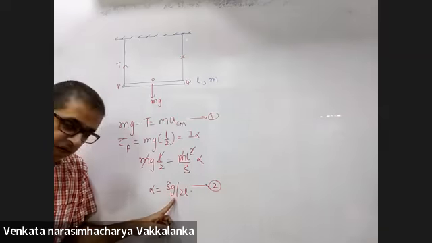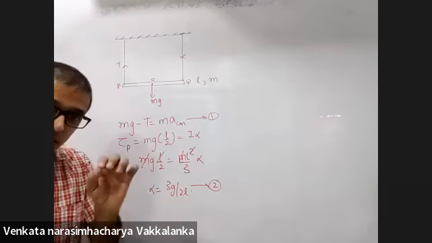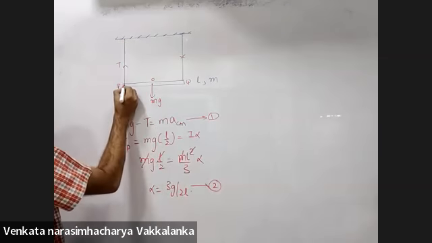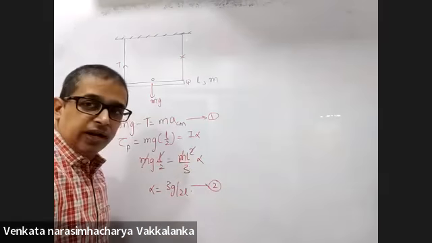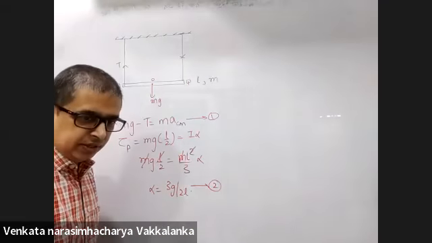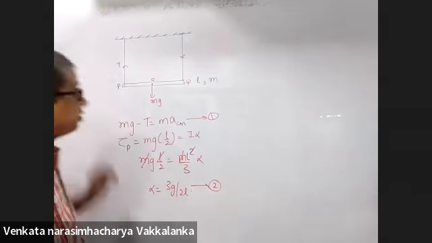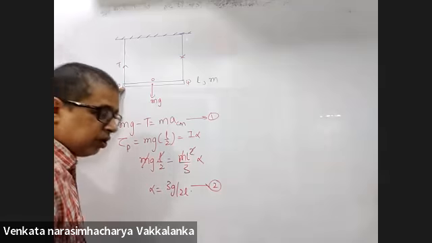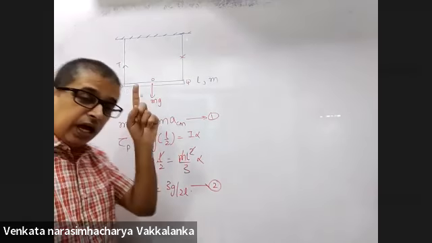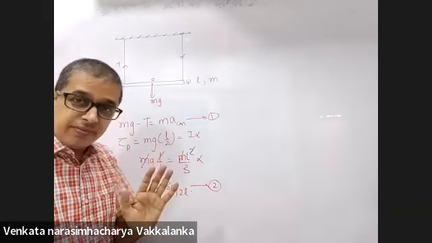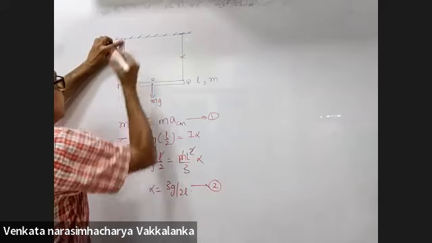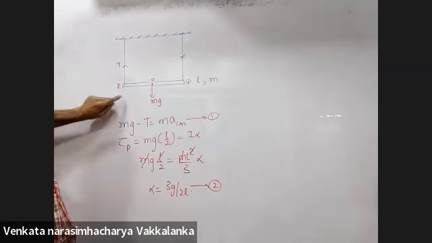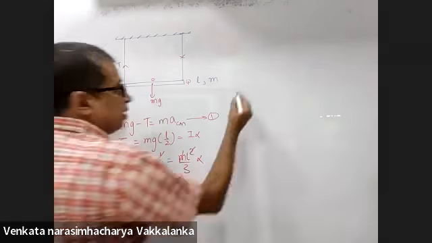Translational dynamic equation, rotational dynamic equation. Now constraints. These 2 end points of the string should have the same velocity or acceleration along the length of the string. This end point and this end point should have the same acceleration. Yes or no? Yes, sir. Along the length of the string. Now, what is its acceleration? 0. So acceleration of the point P is 0.